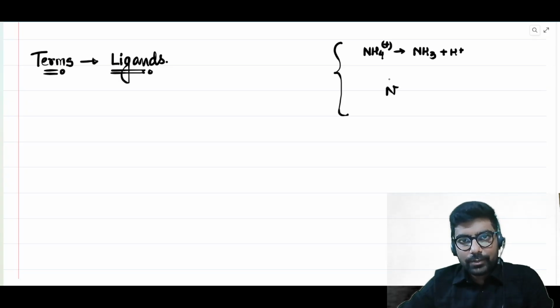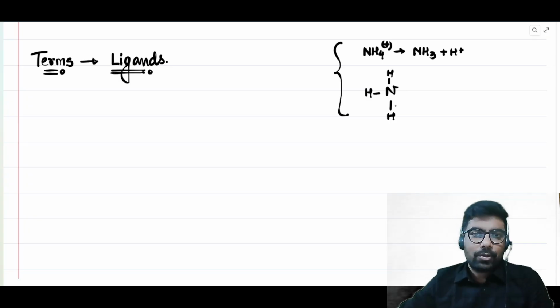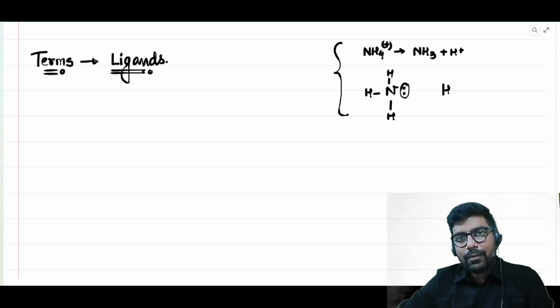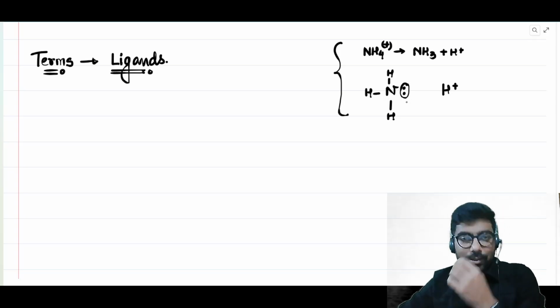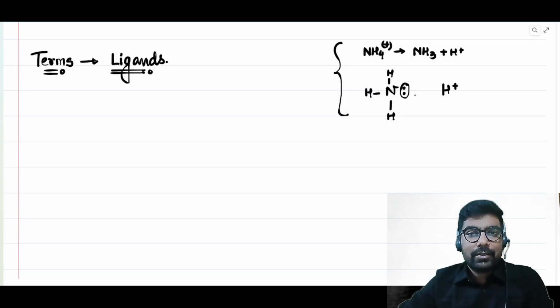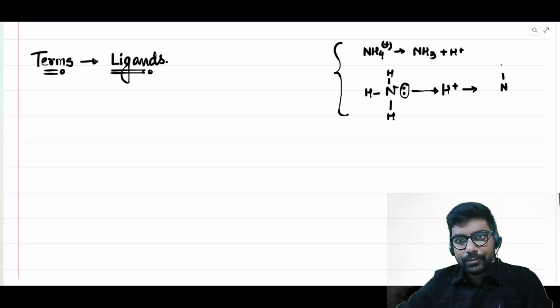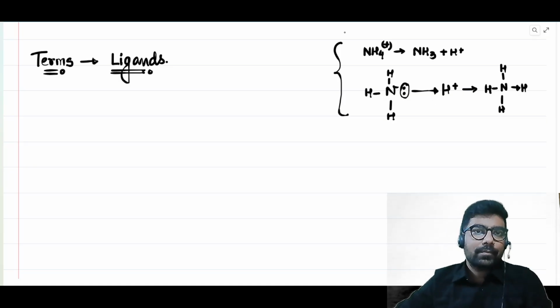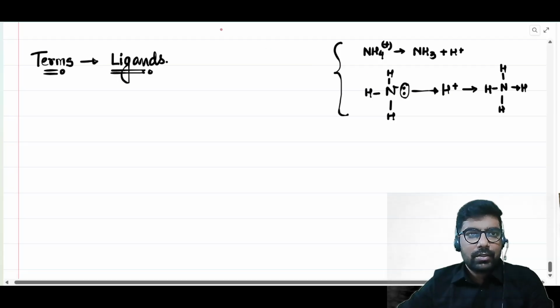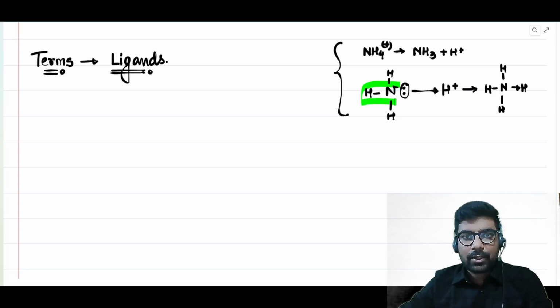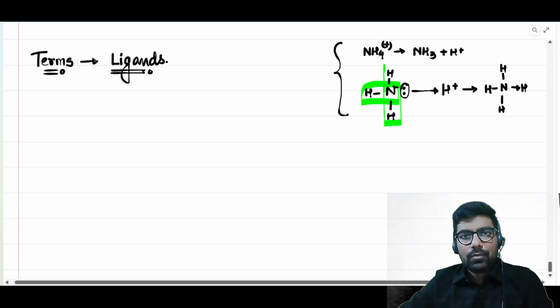So first we will draw the ammonia molecule. Nitrogen has done its 3 bonding with the 3 hydrogens, but nitrogen has a lone pair, and we have an H plus ion. So the H plus ion needs a duplet to complete its stability. So nitrogen will donate its lone pair of electrons to the H plus ion, and we will have this NH4 plus ion. So these 3 that I'm marking with the green one are covalent bonds.